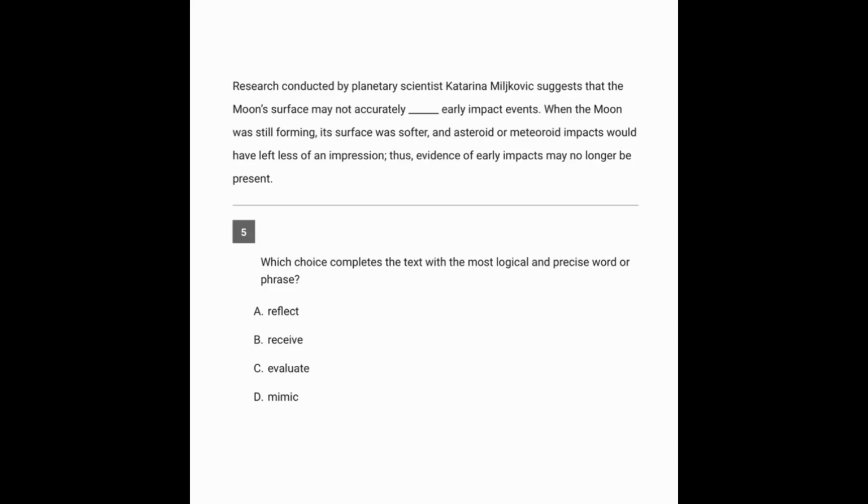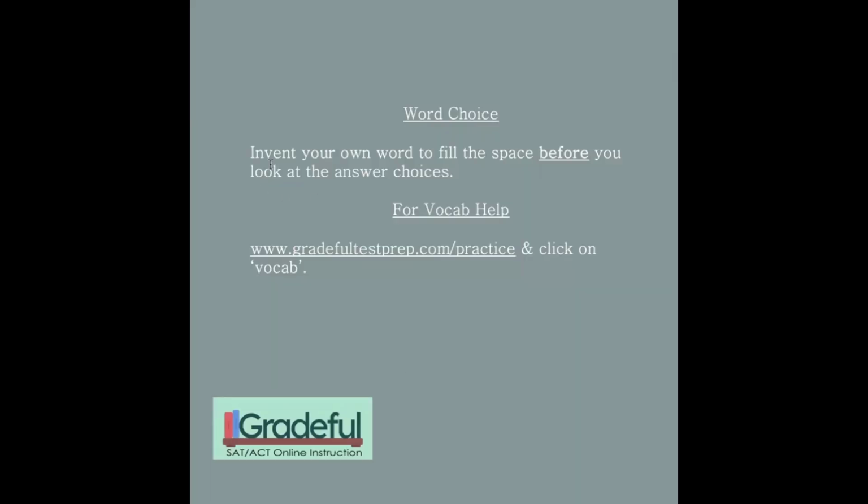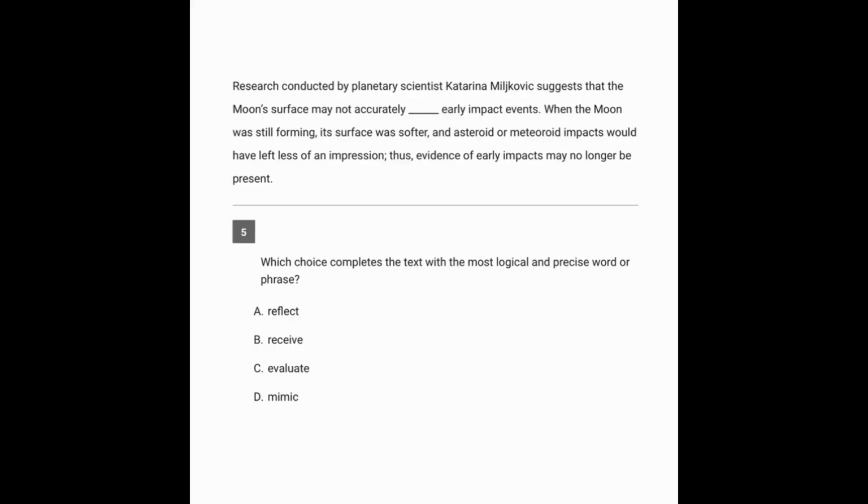Now going to question number 5. Here we have a vocab or word choice question. So for these types of questions, you want to invent your own word to fill the space before you look at the answer choices. By the way, to expand your vocab for the SAT, you can go to our website and click on vocab. So here let's read so we can invent our own word.